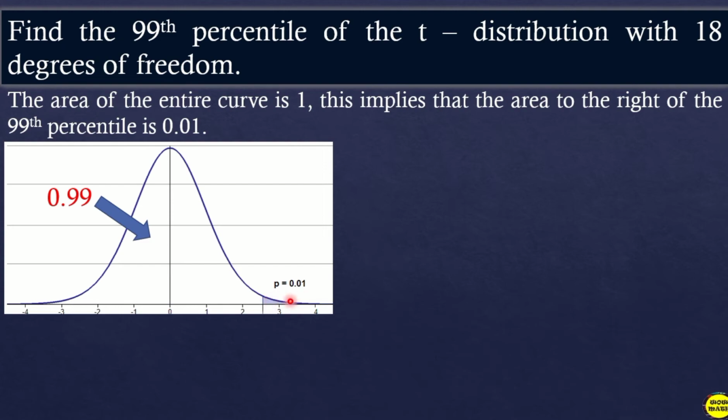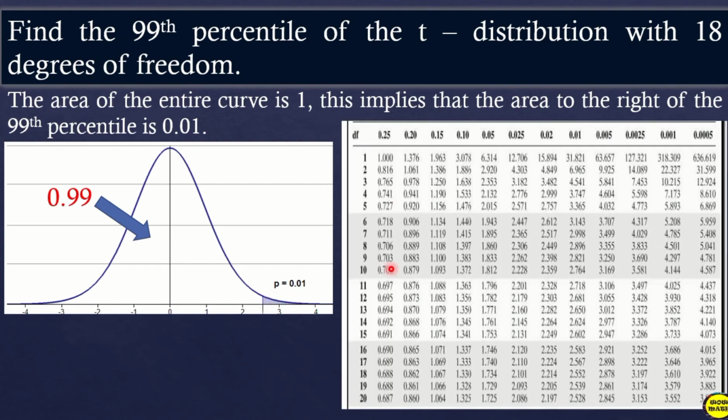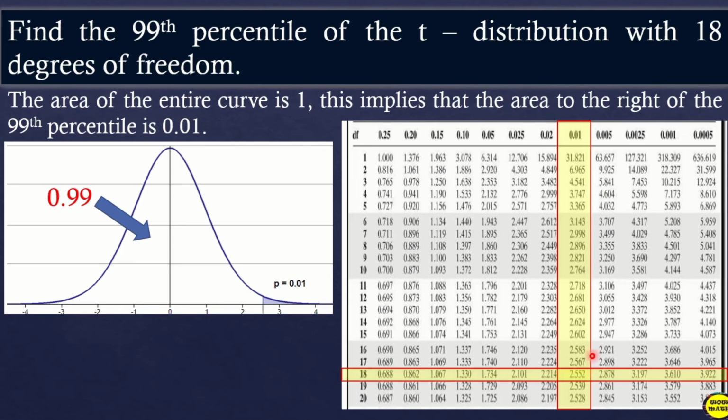Ito yung 0.01. Okay? So, gamit yung t-table natin, makukuha natin yung ika-99 percentile of the t-distribution with 18 degrees of freedom. So, paano? Tingin tayo ngayon sa area natin to the right of the t-distribution which is 0.01. So, ito yung 0.01 natin. Anong given na degrees of freedom natin? 18. Okay. So, anong intersection natin? 2.552. So, ganun lang kadali class kunin.